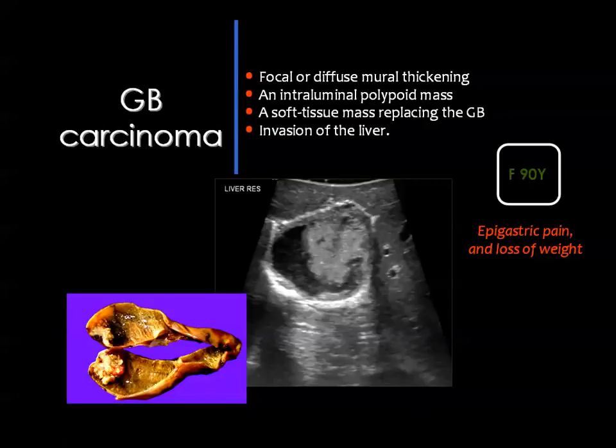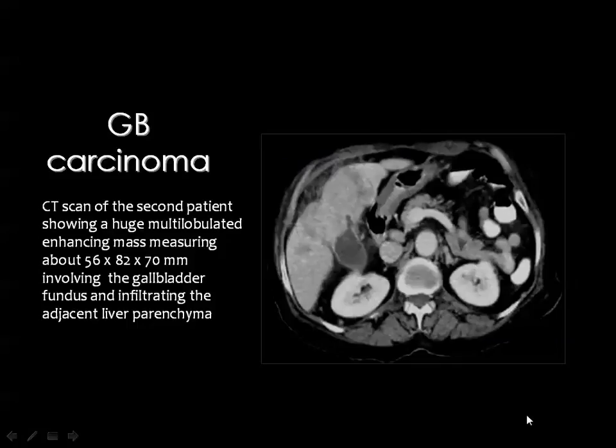And carcinoma of the gallbladder is a malignant mass inside the gallbladder. The mass is usually above 1 centimeter in diameter, and the wall adjacent to the mass is usually thickened. And many times, the gallbladder carcinoma can invade the adjacent liver parenchyma. And this is an example.